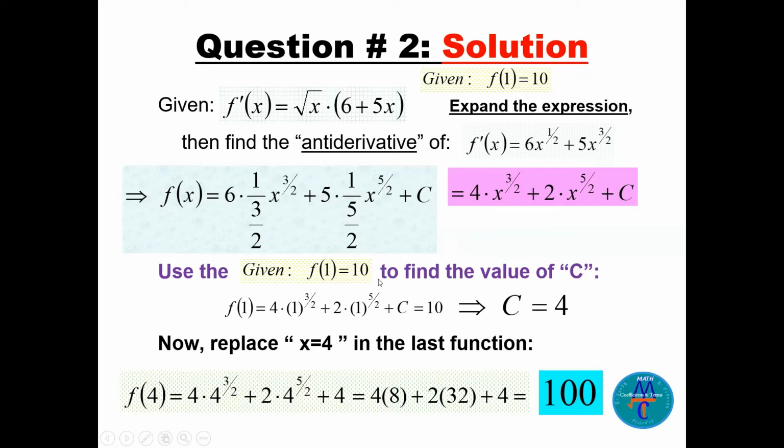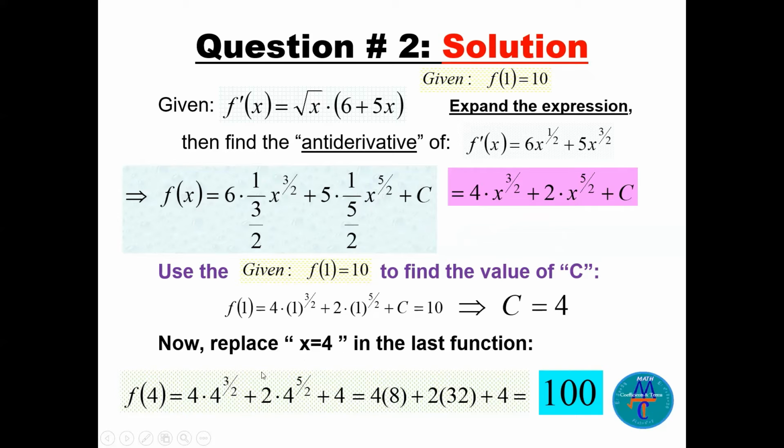To find capital C, we can use the given f of 1 is equal to 10. So this is f of x. I can replace x by 1. So f of 1, I put here 1: 4 times 1 to the power 3 over 2 plus 2 times 1 to the power 5 over 2 plus capital C is equal to 10. This is from the given here. So when you simplify, this is 4 plus 2, that's 6. Take it on the other side, minus 6. So capital C will be 4.